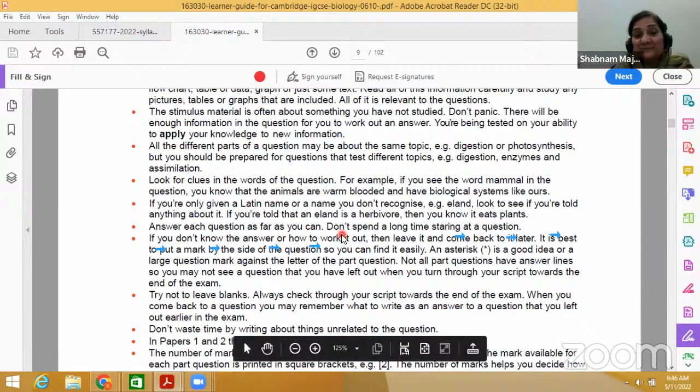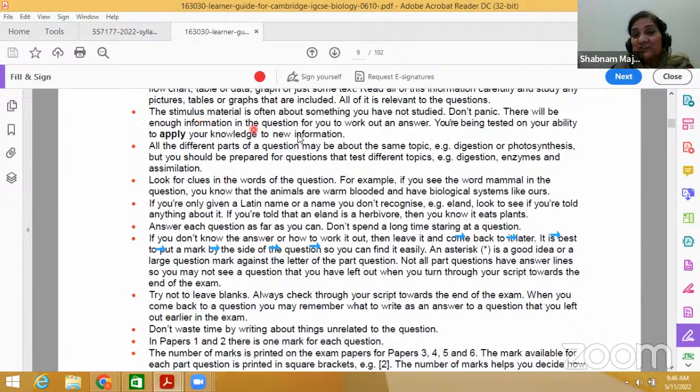For unseen description, you should make sure. So what is given? The stimulus material about something you have not studied. Don't panic. There will be enough information in the question for you to work out an answer. You are being tested on your ability to apply your knowledge to new information. All the different parts of a question may be about the same topic. For example, digestion. I hope you got my point.